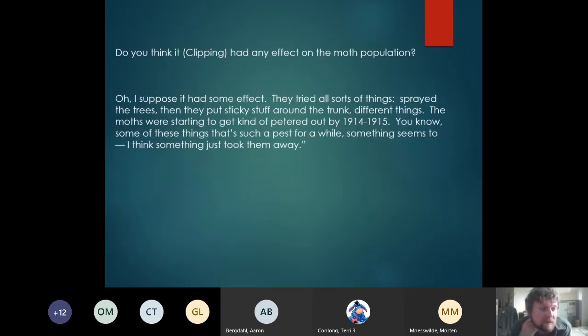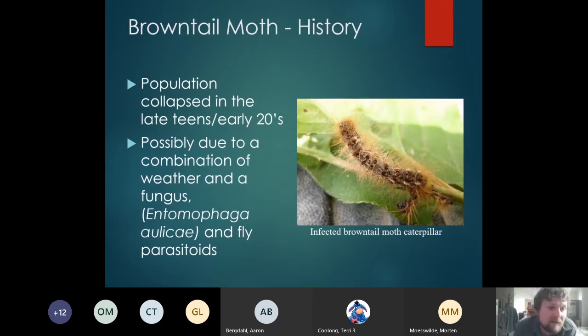Okay, so this is another little excerpt from Babe Gunnell's memoir, and in it she talks about the population collapse in the late teens, early 20s, and when she said some of these things that are such a pest for a while, something seems to take them away, what she's likely referring to is some of these parasitic flies and wasps, but also the fungus Entomophaga aulicae. Entomophaga aulicae packs the most punch for browntail. It does attack some of our other native species, but not really on the level that it attacks browntail.